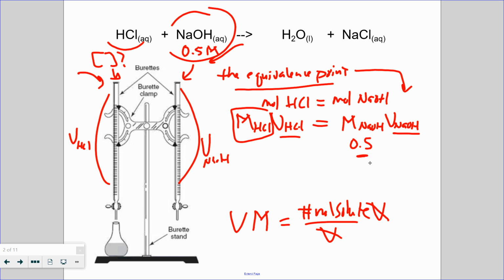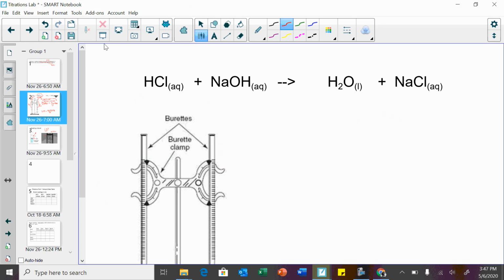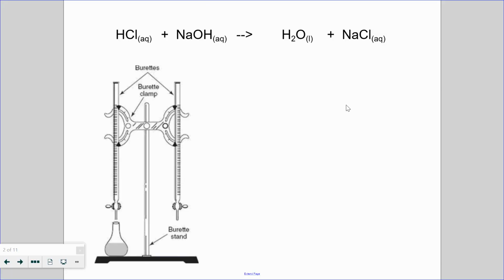Now, how would I go about doing this? I'll show you some data collection here in just a second. So what I would do is I would fill these burettes up. They don't have to be all the way full, but I would get my HCl. By the way, this balances 1 to 1 to 1 to 1, right? Balances all ones. And so I would fill this burette up here to about right there.